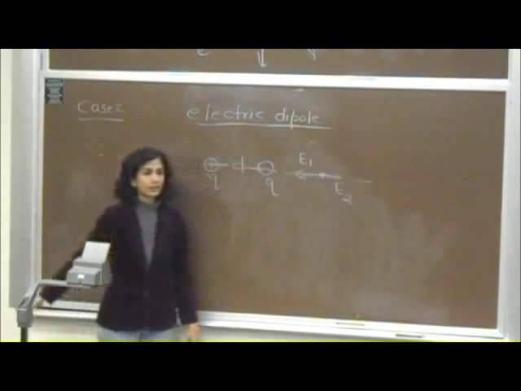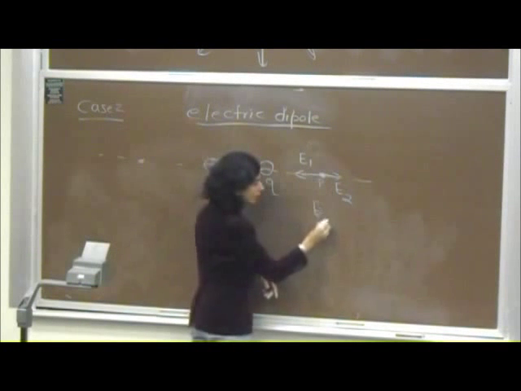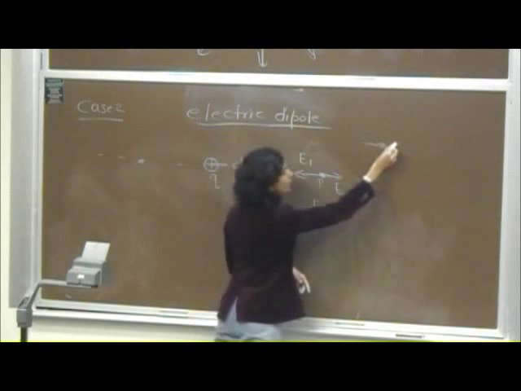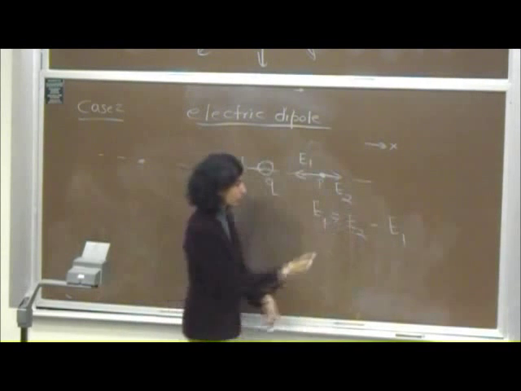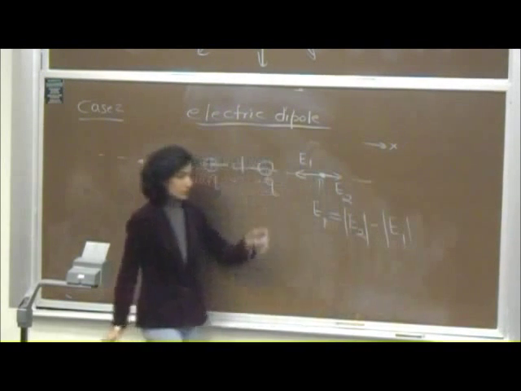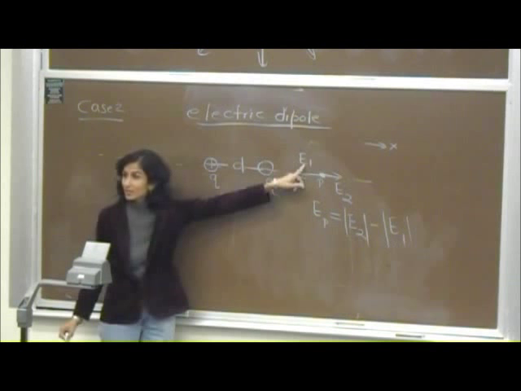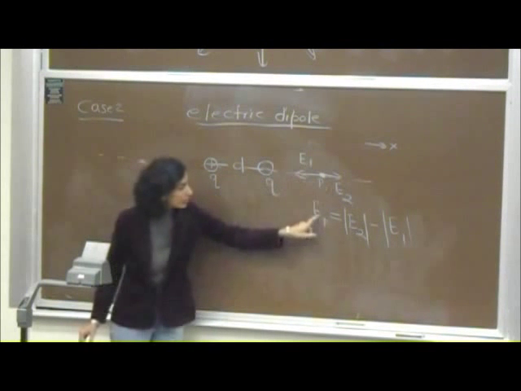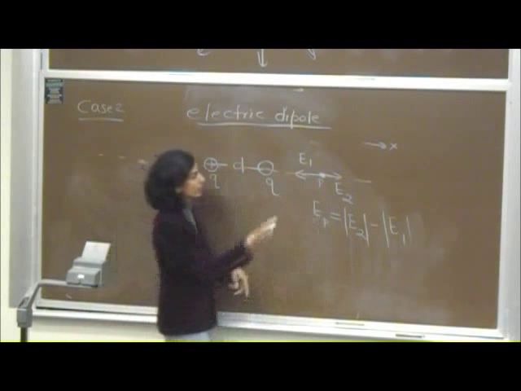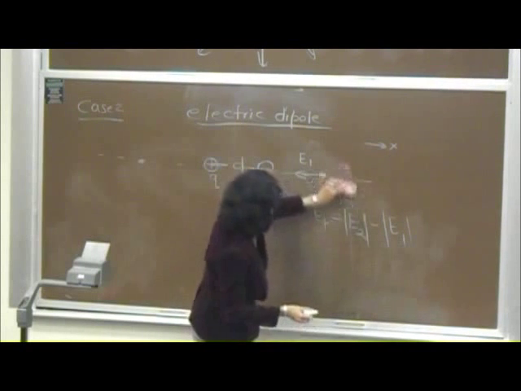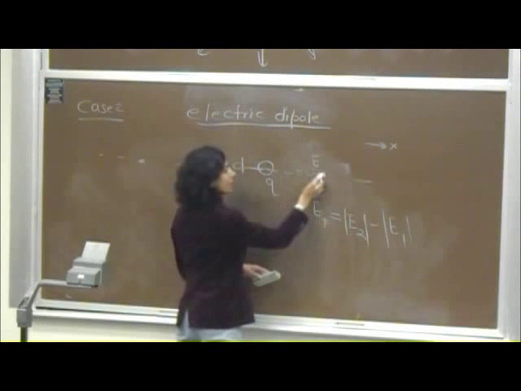Which of these is going to be stronger? Because E net at this point, let's call it point P, if this is my x direction, is going to be E2 minus E1, right? Magnitude of E2 minus magnitude of E1. Which is bigger here? Is everybody agreeing that E1 is stronger? So that means the net electric field EP will be which way? To the left. Very good. So I hope that everybody can see that the vector sum of E1 and E2, that means EP, is this way.